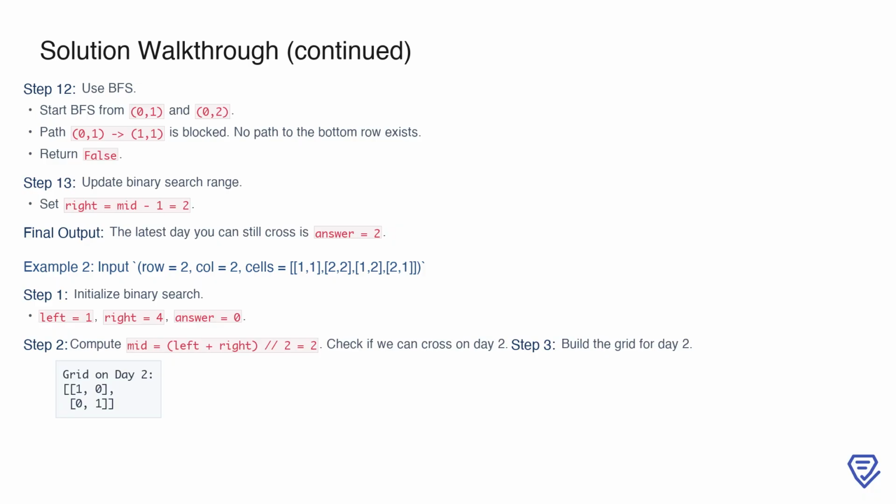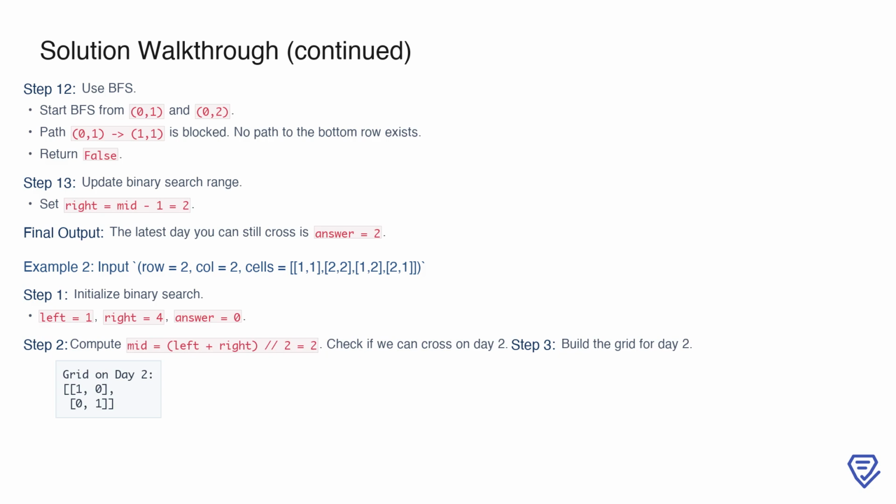To evaluate the grid on day 3, we again use BFS to check for connectivity from the top row to the bottom row. Starting from the open cells 0, 1 and 0, 2 in the first row, we attempt to find a path. However, from 0, 1, the path to 1, 1 is blocked, preventing any connection to the bottom row. As no valid path exists, we conclude that crossing is not possible on day 3 and return false.